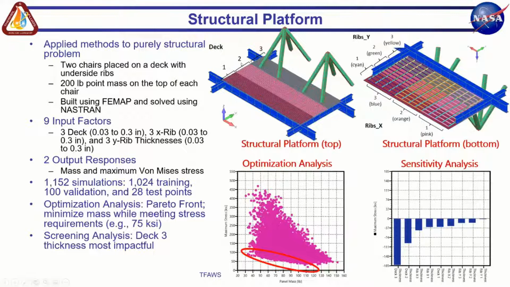The thickness of deck 2 is next up, and then thickness of rib X3. So X3 on this side over here would be the next biggest contributor to the maximum stress. So here we now can start to optimize the thicknesses of our deck and our ribs to minimize mass, minimize stress, and we didn't include it here, but potentially minimize cost.